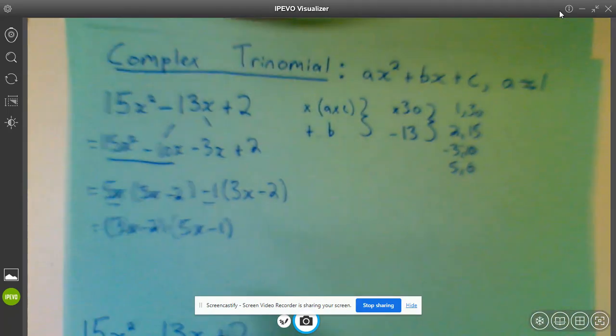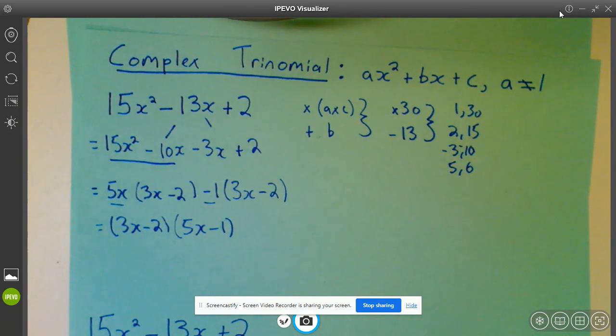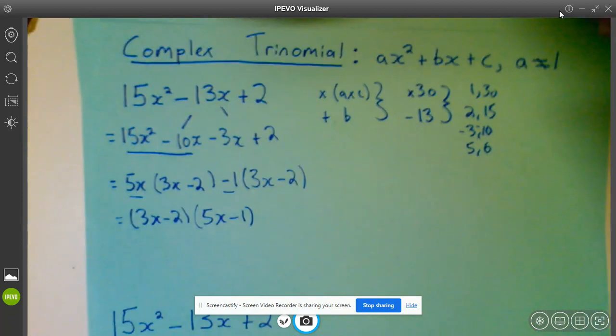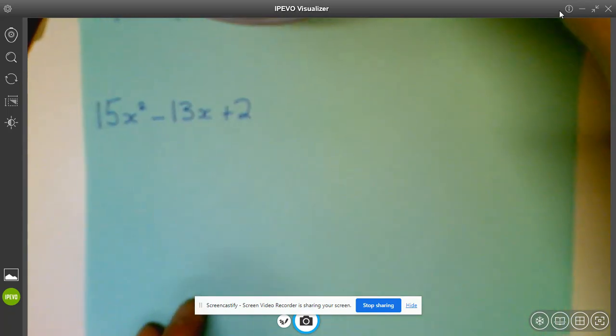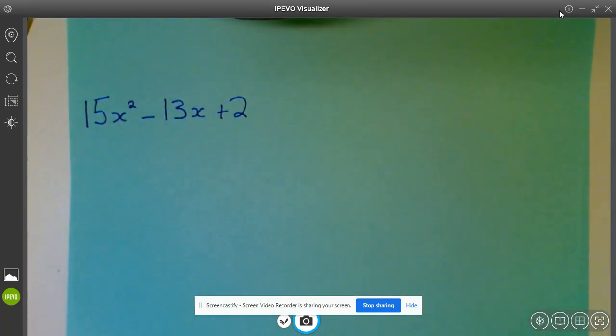Those two magic numbers don't necessarily show up anywhere in your solution, and you can again check your answer by doing FOIL. You'll always get back to where you started. I'm going to do that exact same question again and just show you a different method. So some teachers call this the Australian method. I'm also going to show you a third method in class called the box method.